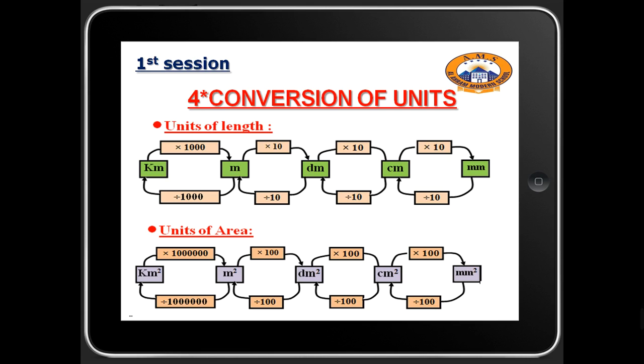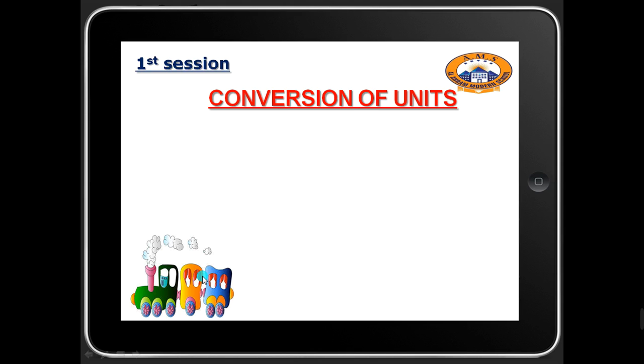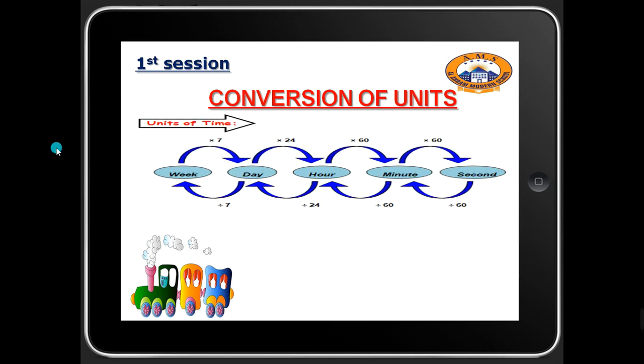As a general rule, when we convert from the big unit to the small unit, we multiply. And if we convert from the small unit to the big unit, we divide. Another thing we're going to remember is how to convert units of time. From week to day, we multiply by 7. From day to hour, 1 day equals 24 hours, so we multiply by 24. From hour to minute, we multiply by 60. From minute to second, we also multiply by 60.